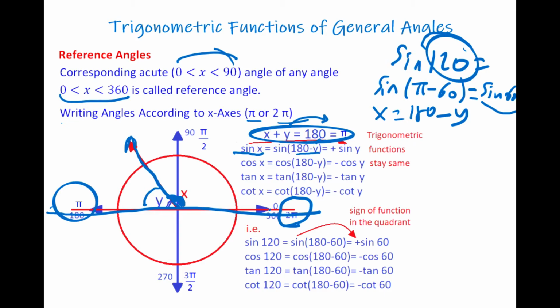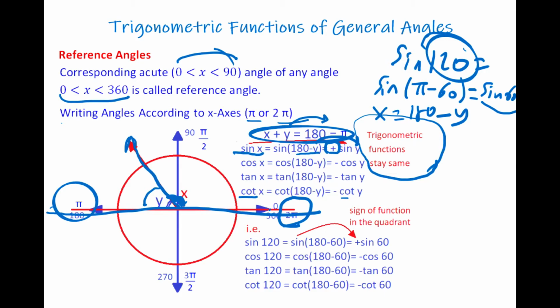Whatever that y is, just put it here, and before doing this, look at the sign of the function. For example, this x value, or 180 minus y, is in the second region. In the second region, sine is positive, so we need to just put here positive. So as you can see, sine stays sine, cosine stays cosine, tangent is tangent, cotangent is cotangent. That's why I put here trigonometric functions stay the same if you write the functions according to the x-axis or by using pi or 2 pi.